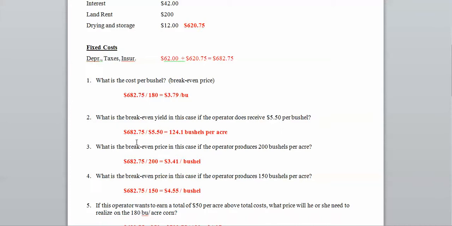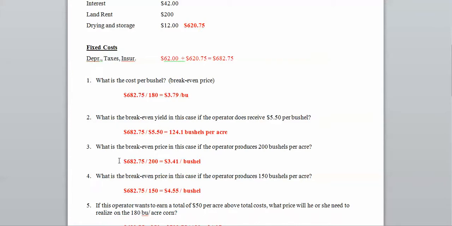We simply take our total cost and divide it by yield, or excuse me, price per bushel to get my break-even yield. My total cost was $682.75 divided by the $5.50 per bushel gives me 124.1 bushels per acre.